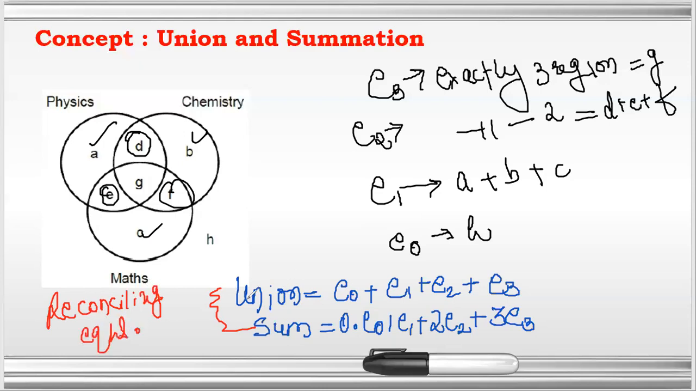Let me repeat it. E3 is the number of elements common to exactly three regions, that is the central part g. E2 is common to two regions, d plus e plus f, and E1 is common to one region, and h is the E0. In union, we take exactly one time for them all. Whereas in sum, E3 will be counted thrice, once in physics, once in chemistry, once in maths. E2 will be counted twice, E1 one time, and E0 zero times. Okay, if this is clear, now let's go to the question.